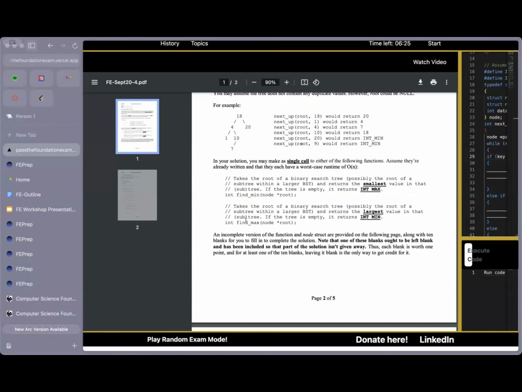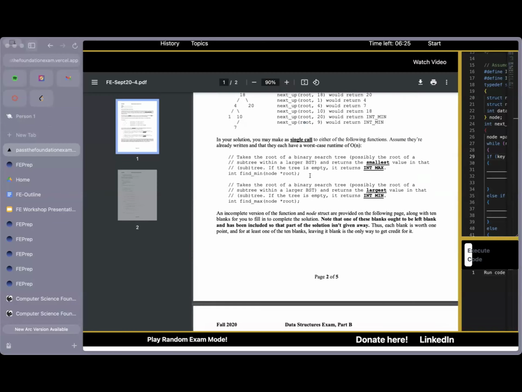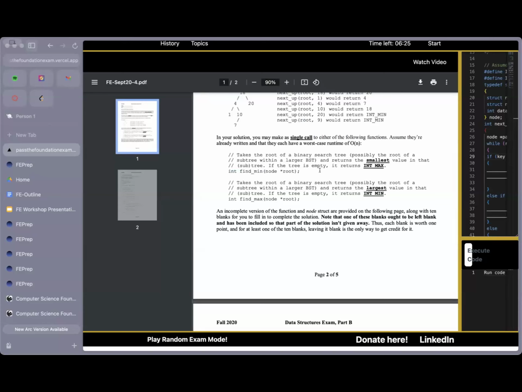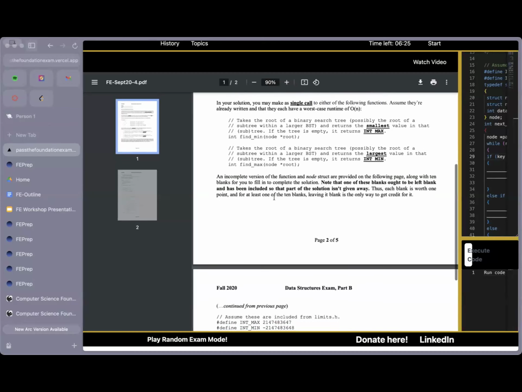To either of the following functions. Assume they're already written and that they can have a worst case runtime of O of n, right? So you have int find min, which takes the root of a binary search tree, possibly the root of a subtree within a larger BST, and returns the smallest value in that subtree. If that tree is empty, it returns int max. And then int find max takes the root of a binary search tree, possibly the root of a subtree within a larger BST, and returns the largest value in that subtree. If the tree is empty, it returns int min.